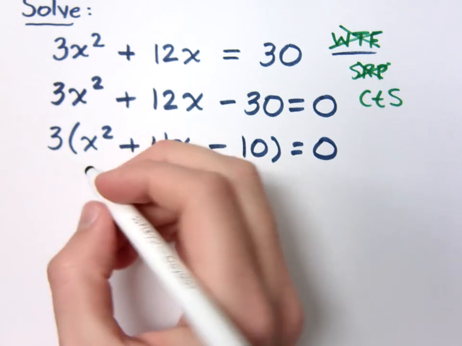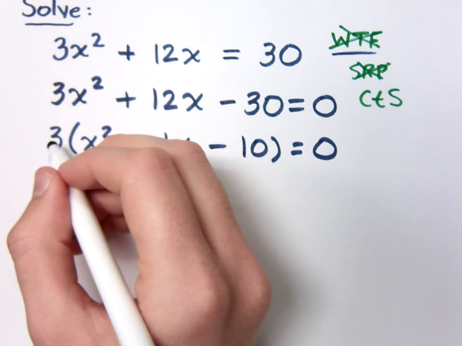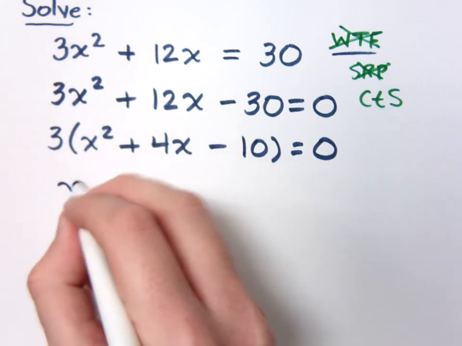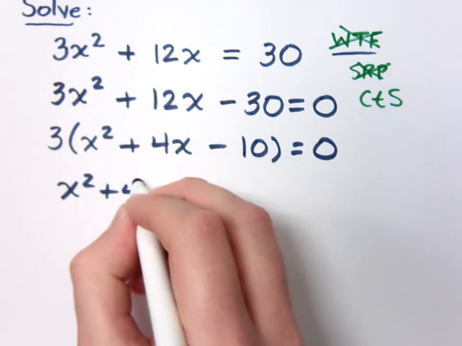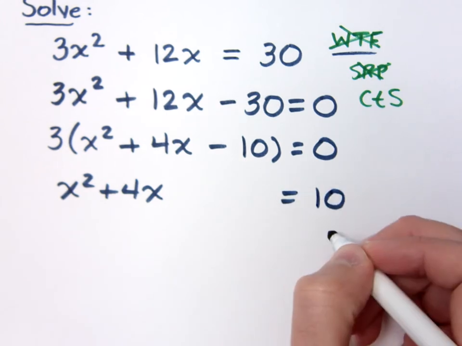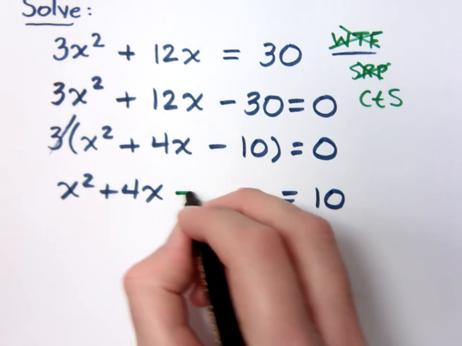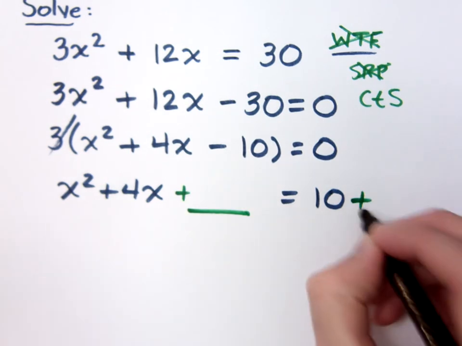Now, here, do I need the 3? Is the 3 important here? No, because you would have divided both sides by 3 anyway. So if I take x squared plus 4x, I move the 10 to the other side. The 3 does not give me a solution. It's a common factor. You can divide both sides by 3. Your job here is to figure out what must I add to both sides.